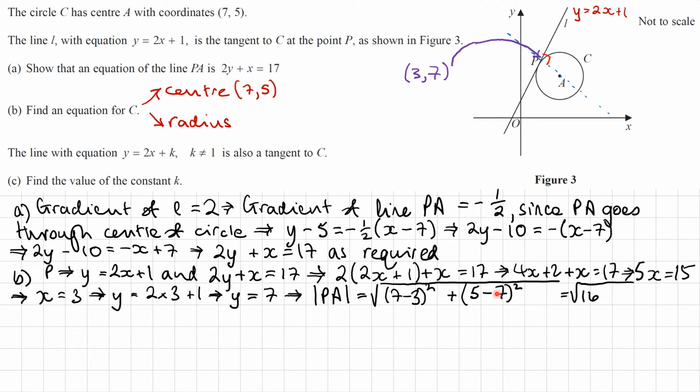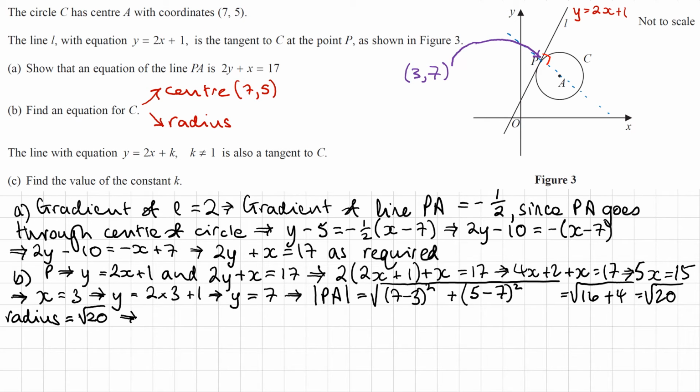And negative 2 squared, which is 4. So I've got the square root of 20. So that gives me my radius of the circle equal to root 20. Leave it in exact form. And now we can find an equation for C now that we have the center as well.